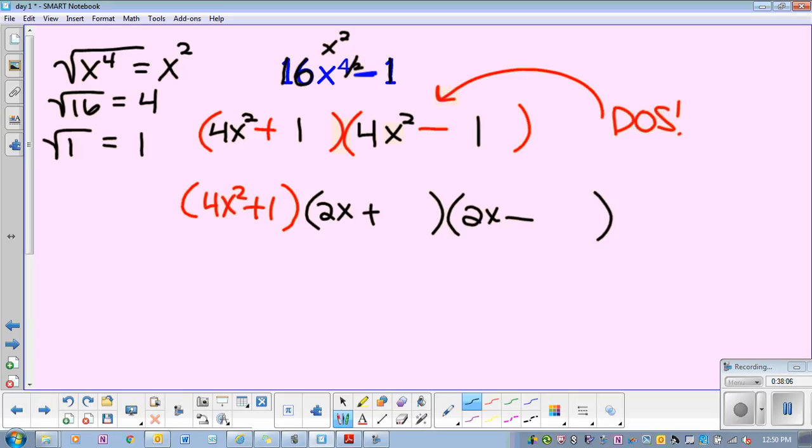Square root of 4x squared is 2x. And what is the square root of 1? 1. Okay? So that's it, because you can't factor any of those further.